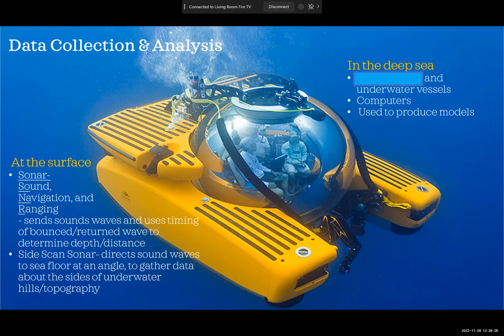So in the deep sea, now we're in the deep sea. So what is this? Underwater vessels, computers used to produce models. What are you thinking? Submersibles. This one right here is a submersible.